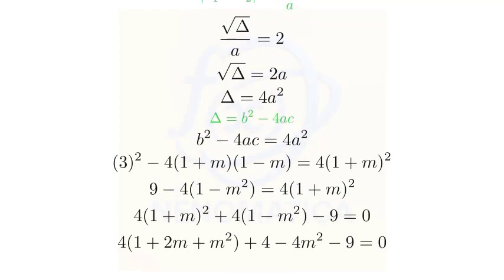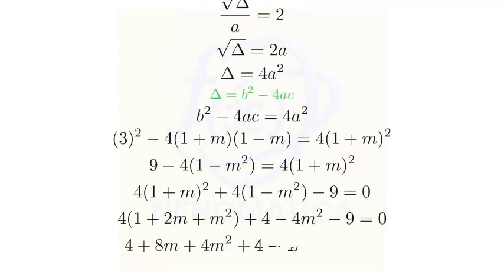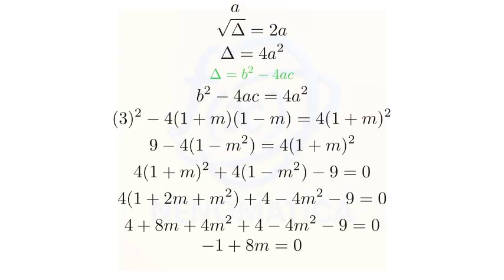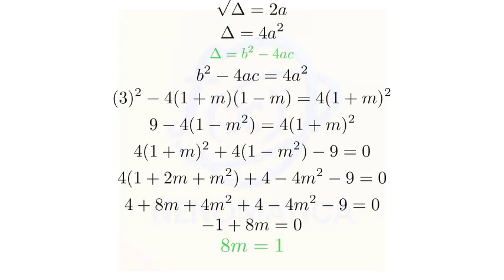The 4m squared and minus 4m squared cancel. For plus 4, minus 9 becomes negative 1. So we have negative 1 plus 8m equals 0. Step 12. Move negative 1 to the other side. Step 13. Finally divide both sides by 8. Therefore, m equals 1/8.